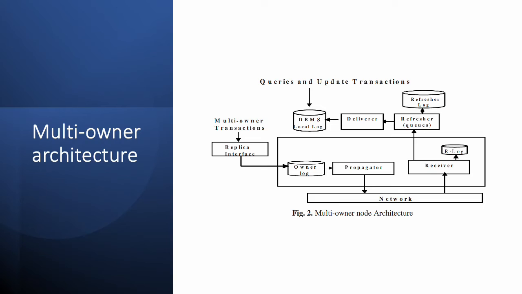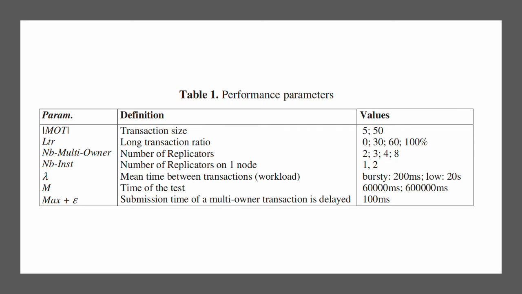The deliverer submits multi-owner transactions to the local transaction manager in first-in, first-out order by using a running queue. In the following, we focus on the replica interface and refresher components. Performance parameters: we vary the multi-owner transaction arrival rate, noted as lambda.